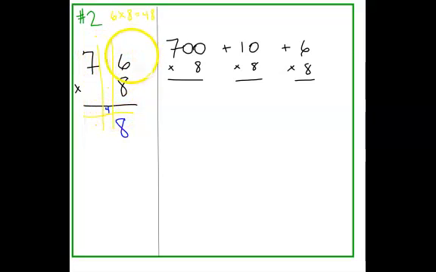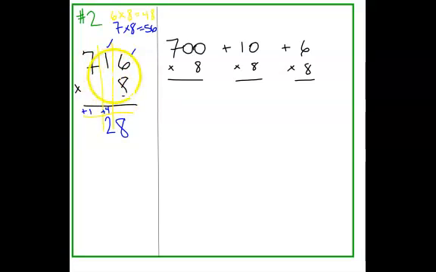1 times 8, use the 6. 1 times 8 is 8 plus 4. 8 plus 4 is 12. We're going to write the 12 like this. A 1 and a big 2. So we've now used the 1. Our last problem is 7 times 8, which equals 56.